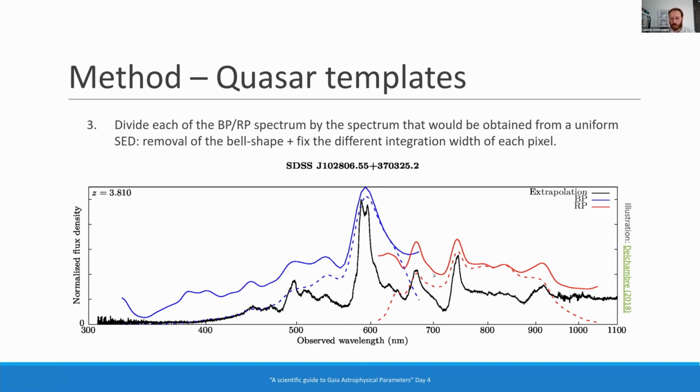And also we are correcting for the different, actually in BP and RP spectra, the fluxes are integrated over wavelength bins of different widths. So this concurrently corrects for this discrepant wavelength bin coverage, actually. And we see in this quasar that the overall shape is very nicely recovered.